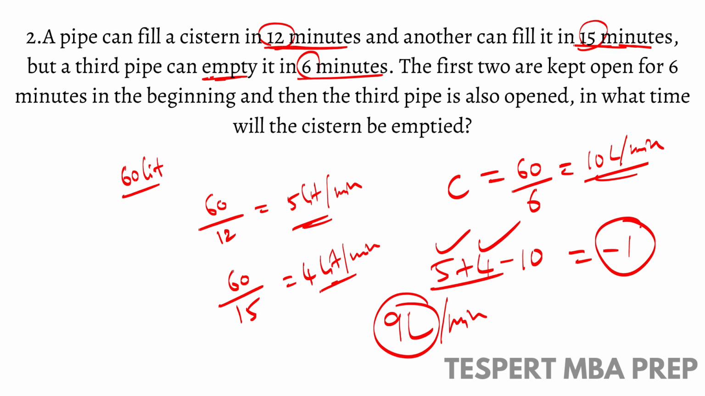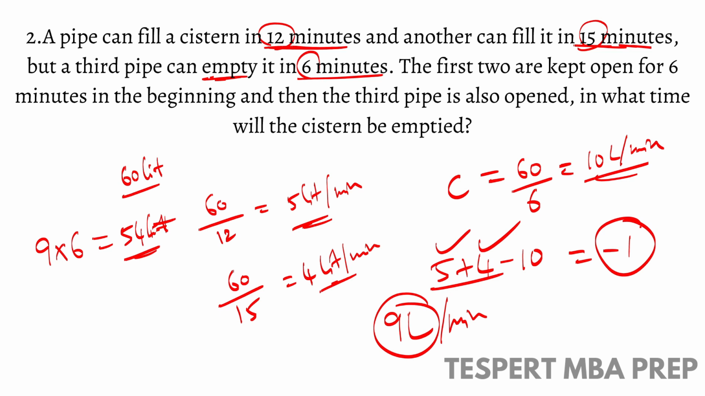But in the question it is given that for the first 6 minutes these two are opened. So if they are filling the tank at the rate of 9 liters per minute, then for the first 6 minutes it will be 54 liters. So 54 liters are being filled by pipes A and B.